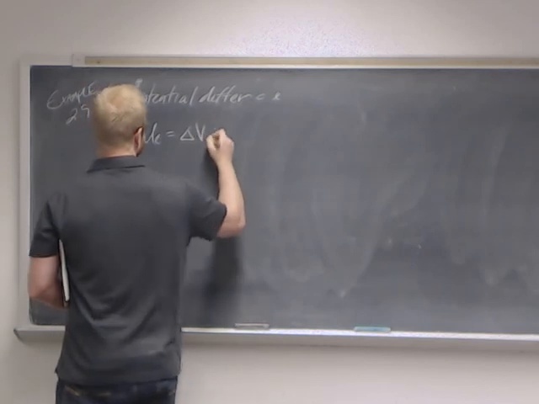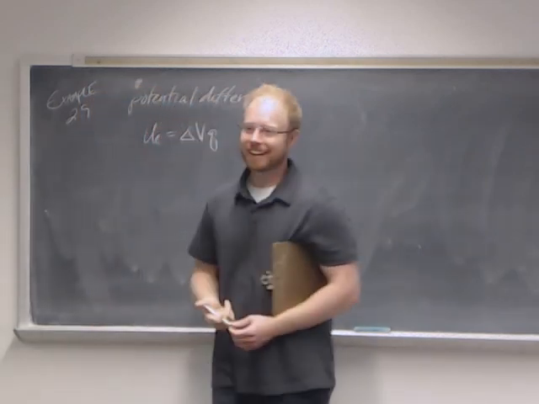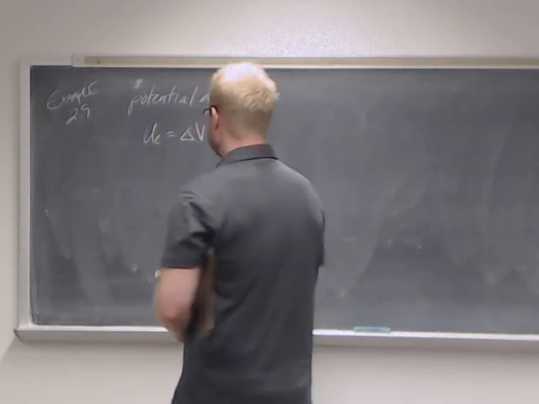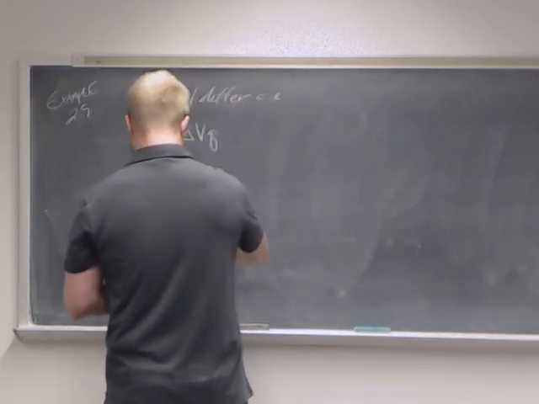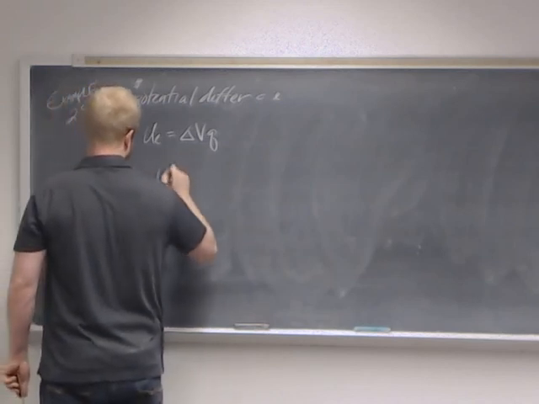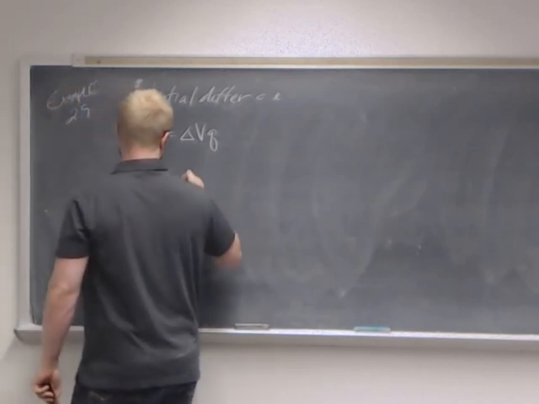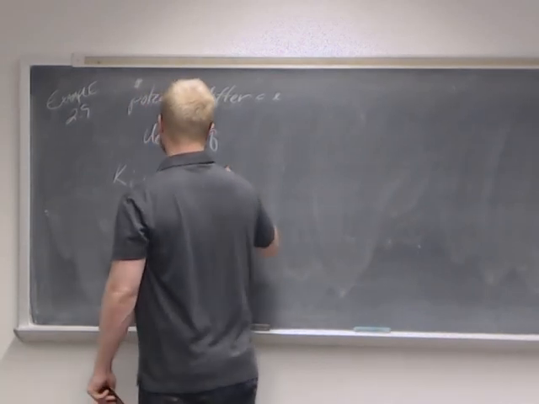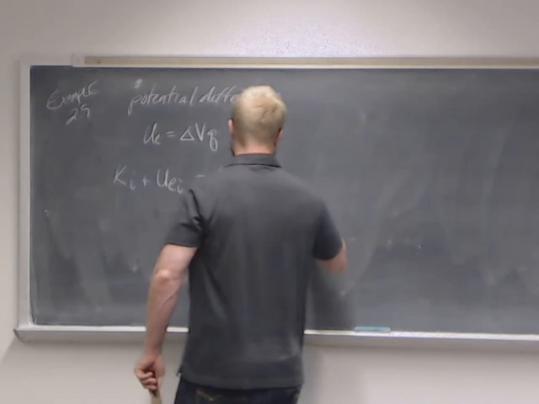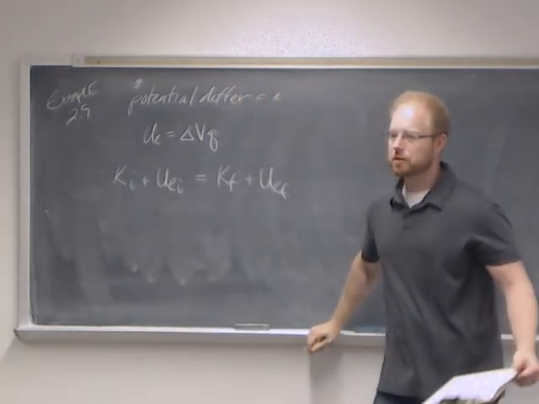Delta V times Q. Yeah, fine. All right. So, what is our goal here? Now, you guys are going to probably recognize this. What we're going to say is the kinetic energy initial plus the electric potential energy initial equals kinetic energy final plus the electric potential energy final. Yay, our nice energy conservation formula.